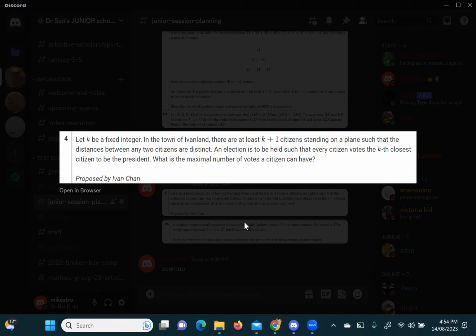So we basically instantly got that you could get 5k people to vote for the same person. And how do we get that? Well, you take one person in the middle who is going to be president, and you clump k people really close together over here. Because there's k of them clumped together, and if there's no one else around, then all of those k people are going to vote for the president, because it's clearly the kth closest.